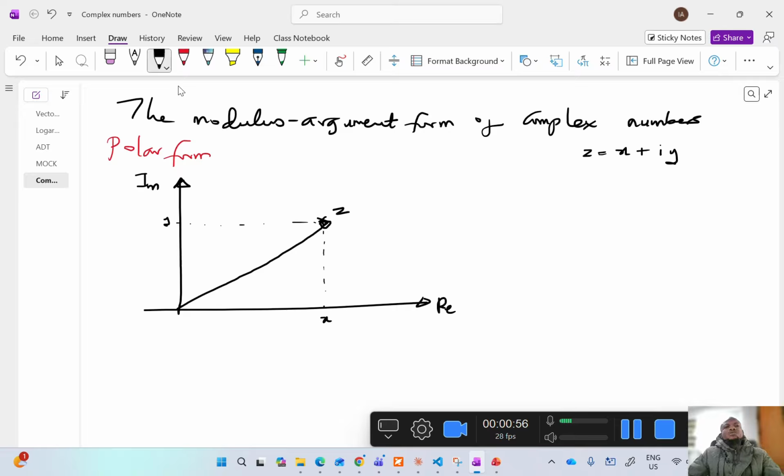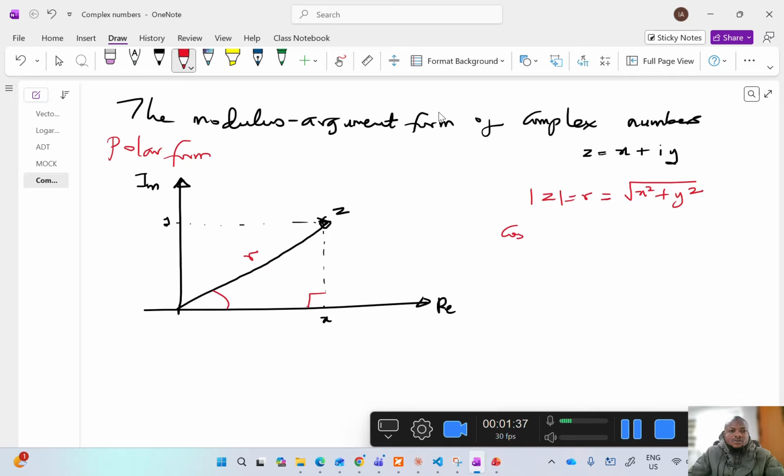Now, we can find the modulus of a complex number. The modulus of a complex number is equal to the radius of that complex number, and it can be computed as the square root of x squared plus y squared. So this is r, which is the modulus of z. If you follow the Pythagoras theorem on this right angle, you will notice that r is equal to the square root of x squared plus y squared.